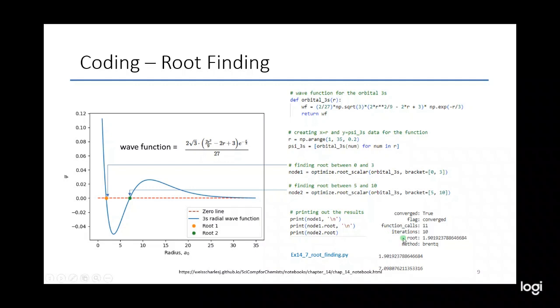The value of the root is 1.9019, and this is the root found, the value of x such that f(x) equals 0. Method equals brentq indicates Brent's method was used, which is a combination of bisection, secant, and inverse quadratic interpolation. The two values that we found as roots are 1.9019 and 7.0980.